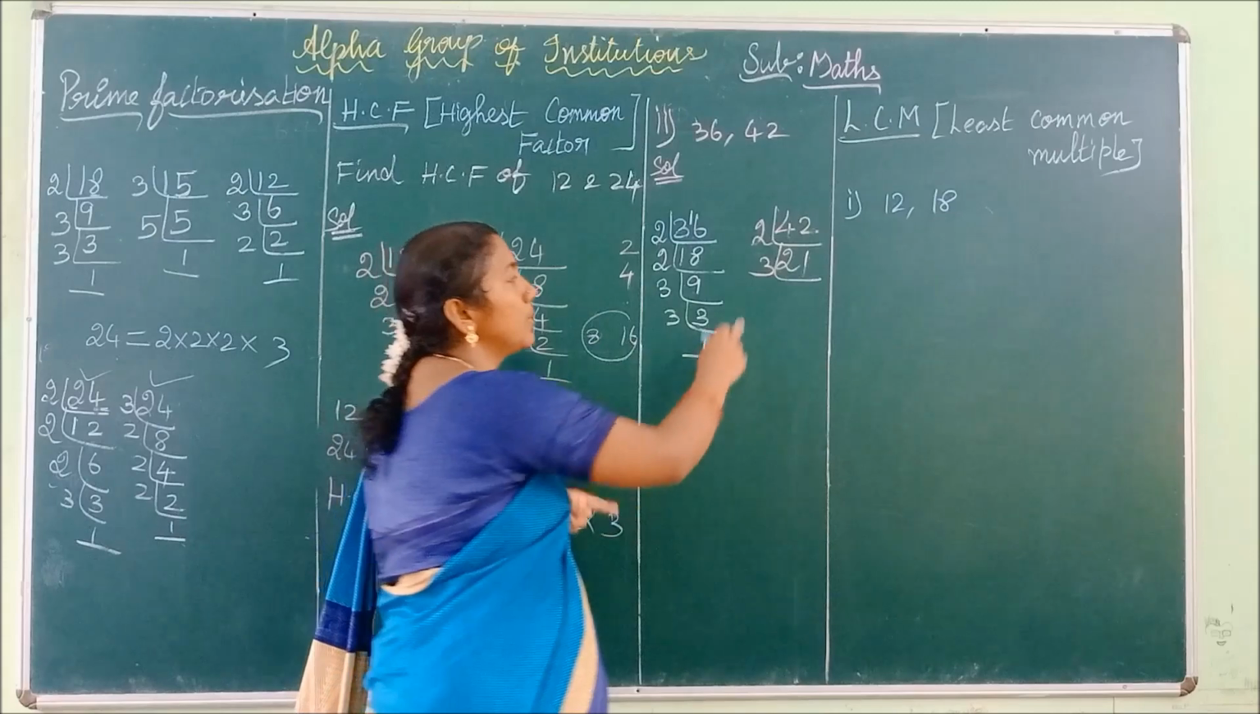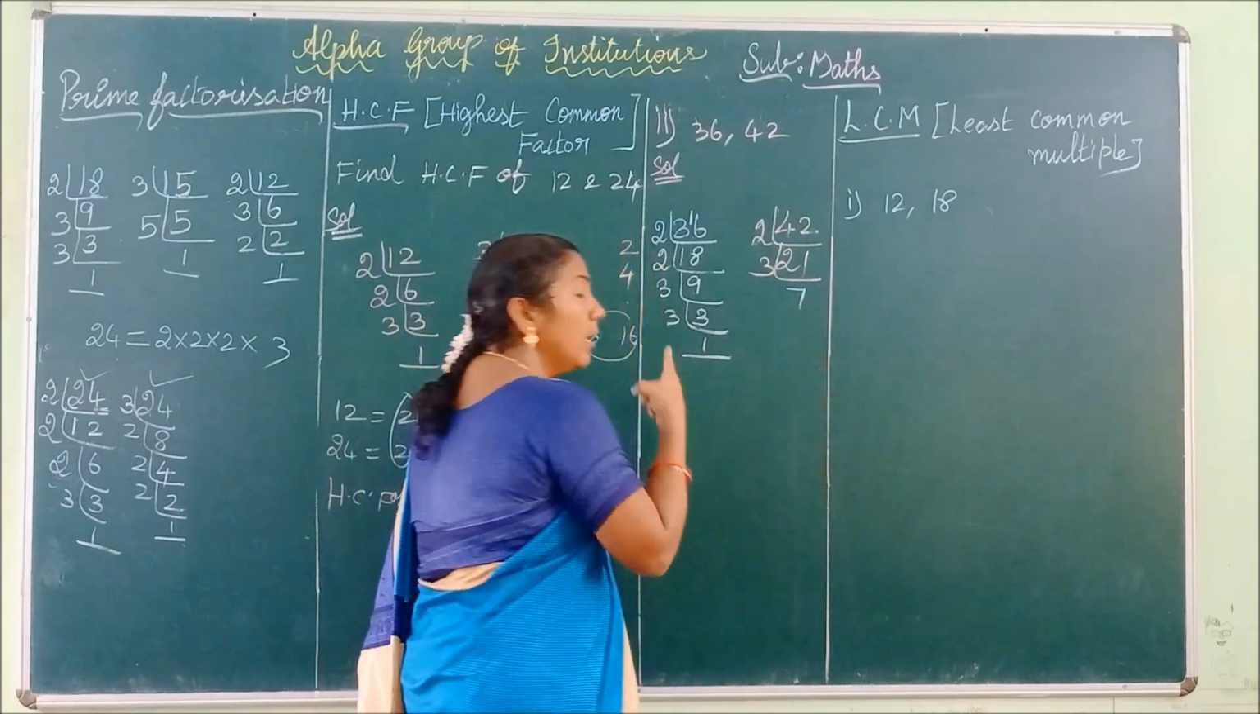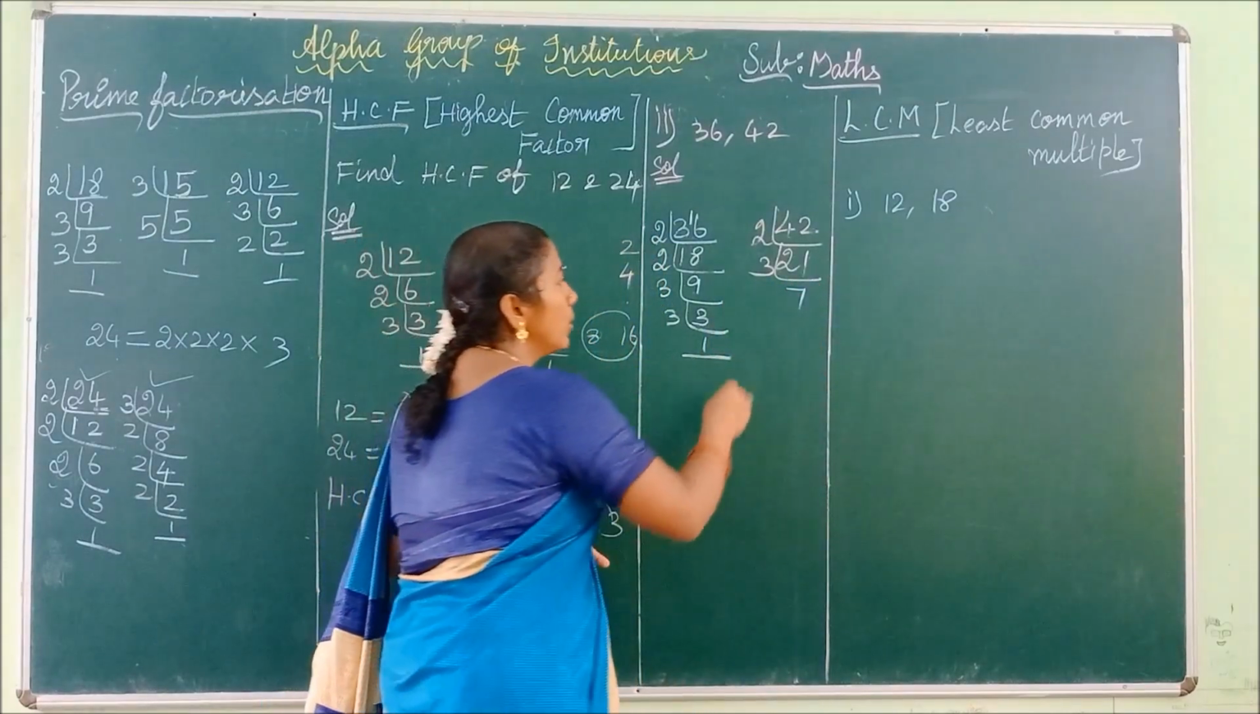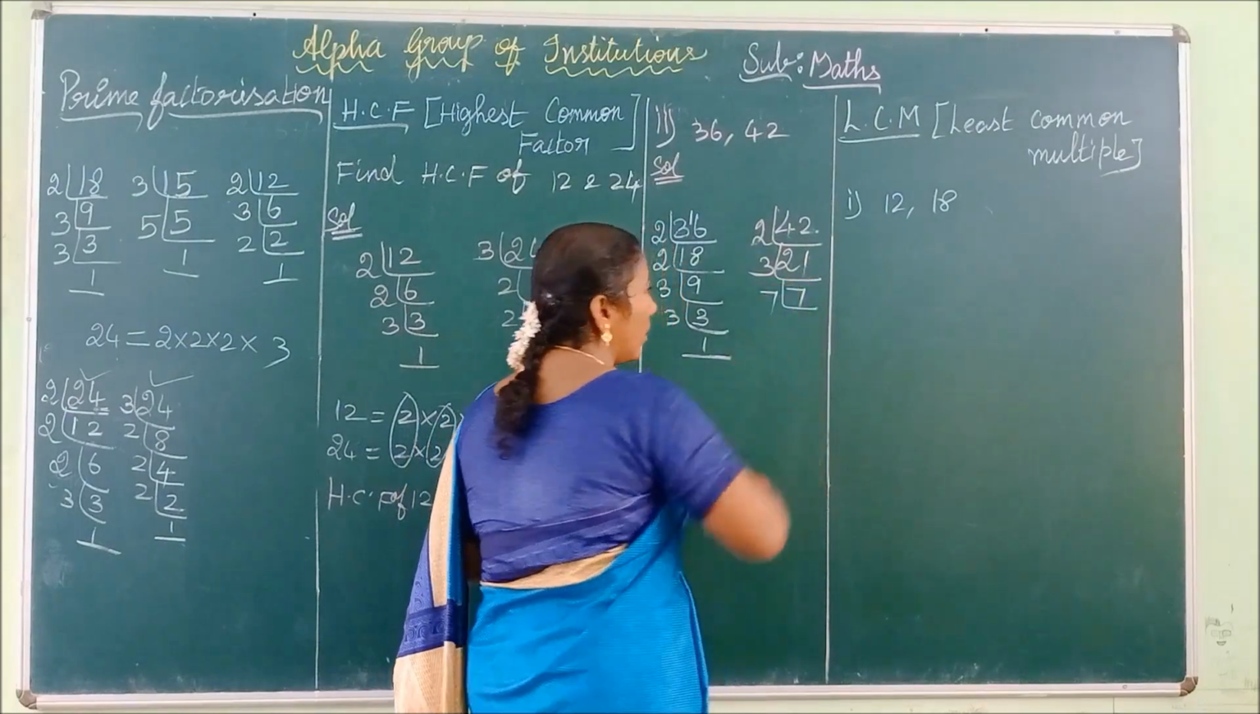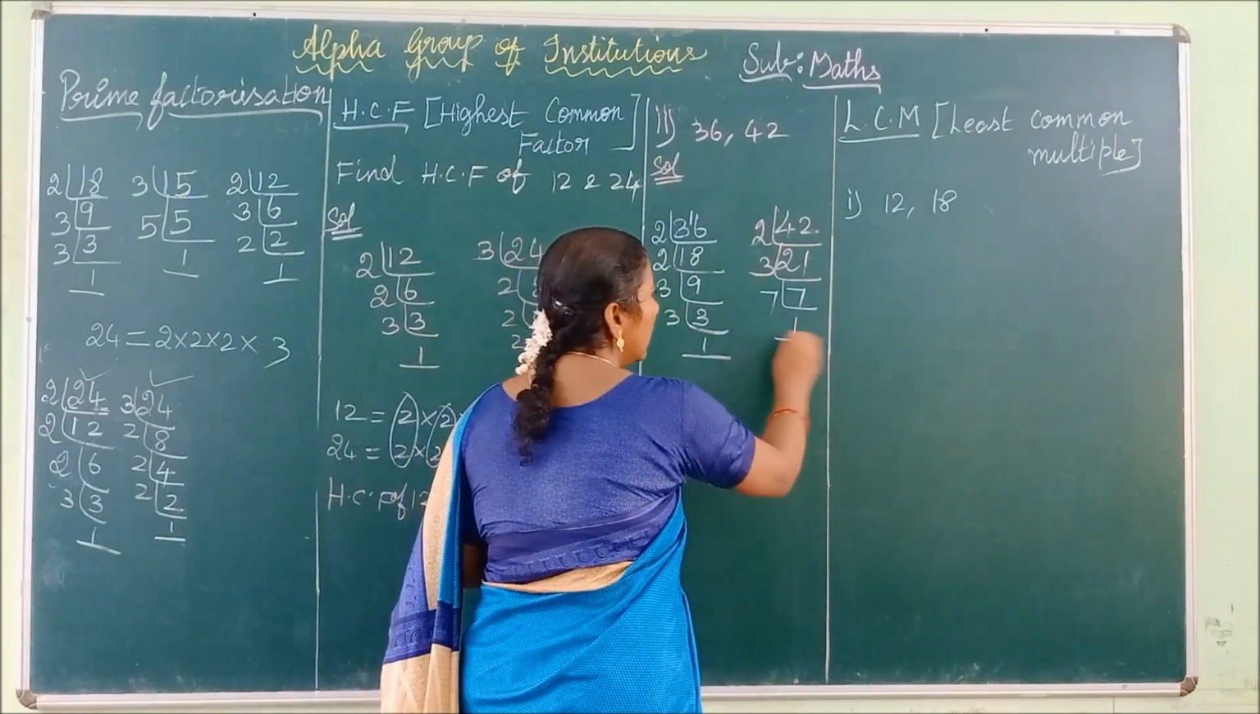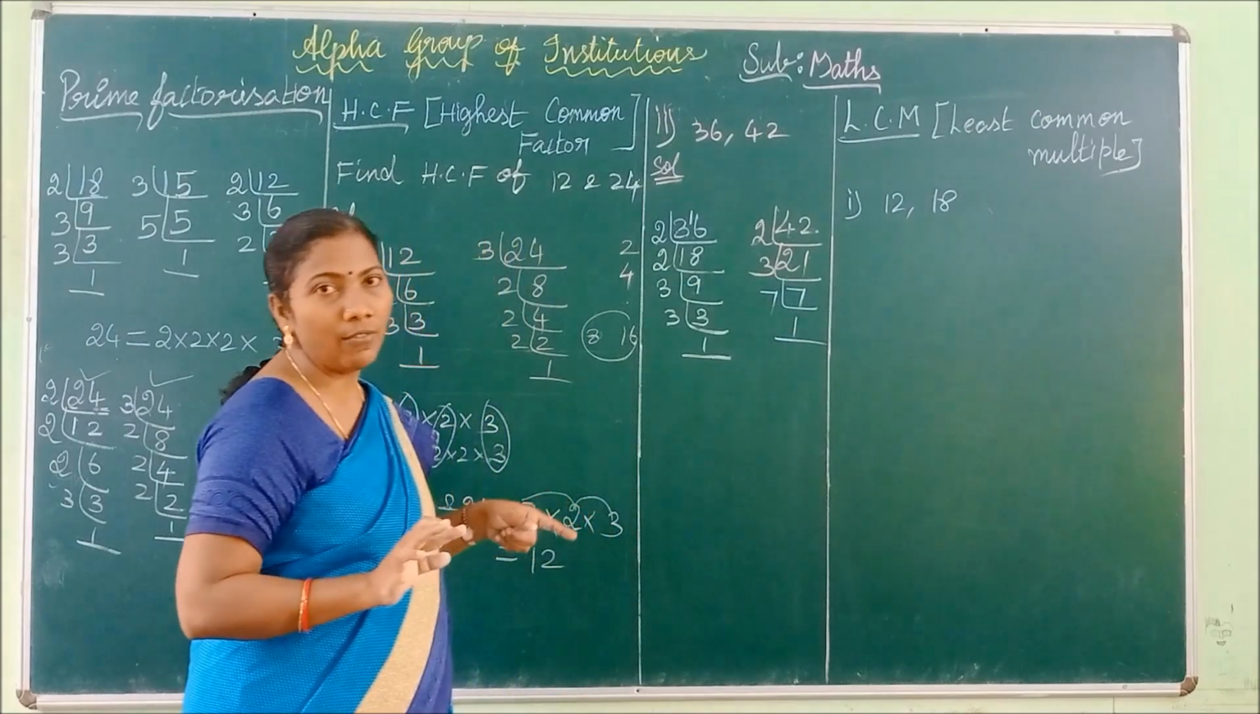So 21 comes in 3 table how many times? 7 times. But 7 is a prime number, so all the prime numbers are divisible by itself only. So our divisor is 7 only. Thus we have prime factorized the given numbers.